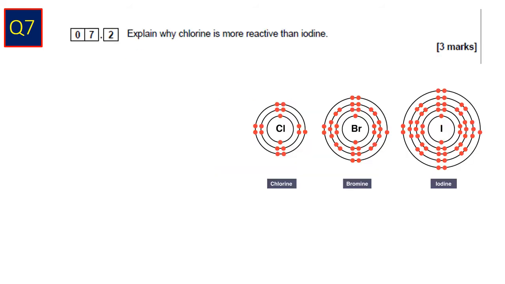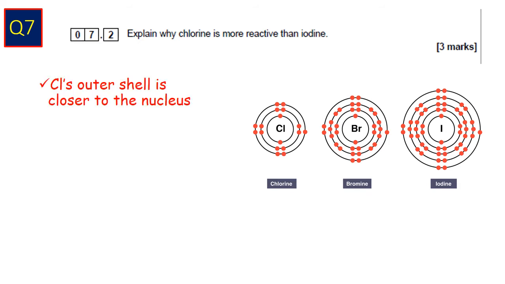So we're then asked to explain why chlorine is more reactive than iodine, and I've put up the electron structures of 3 of the group 7 elements. And we can see as we go down the group, we have more shells. And we can also see, being group 7, they all have 7 electrons in their outer shell. And they are aiming to get an extra electron in that shell. So they're trying to attract an electron when they are reactive.